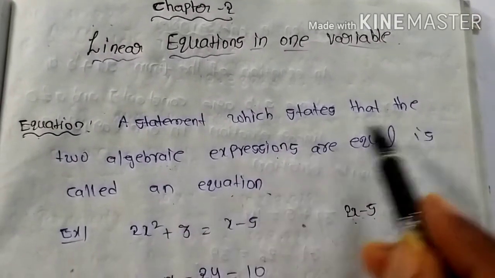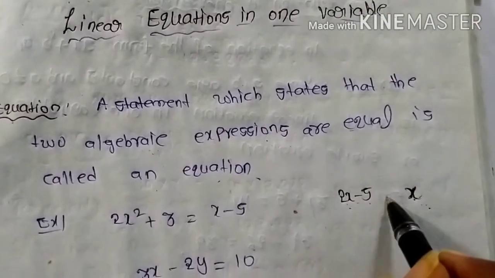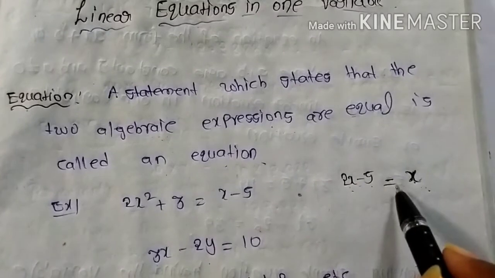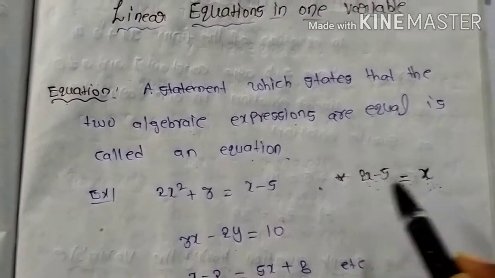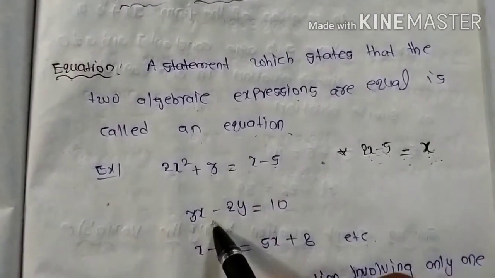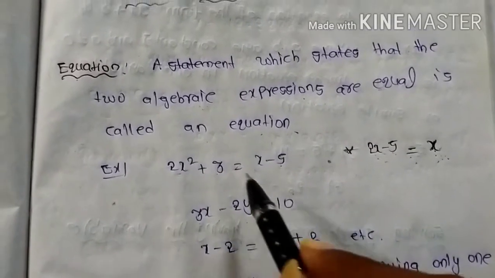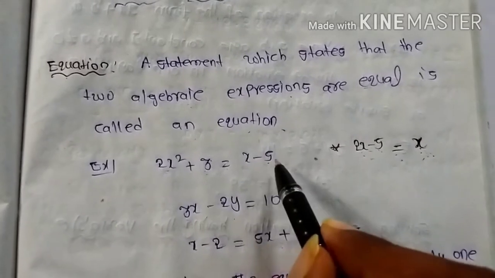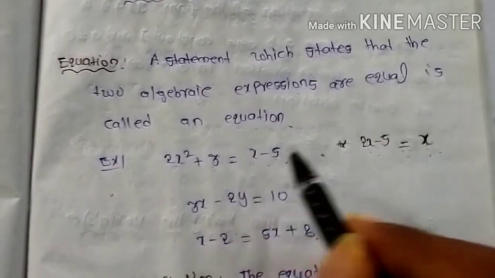A statement which states that the two algebraic expressions are equal. That means you can write the equal symbol here: 2x minus 5 is equal to x. This is called an equation. See one more example: 2x square plus 3 is equal to x minus 5; 3x minus 2y is equal to 10; x minus 2 is equal to 5x plus 8. The left hand side of the equal sign is called LHS, and the right hand side of the equal sign is called the RHS part.